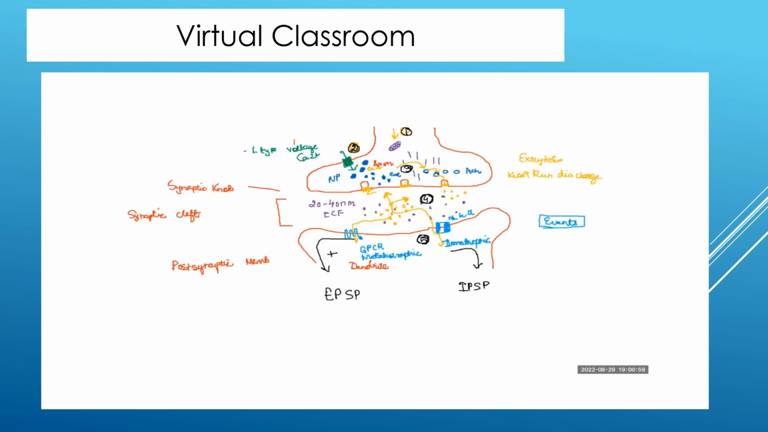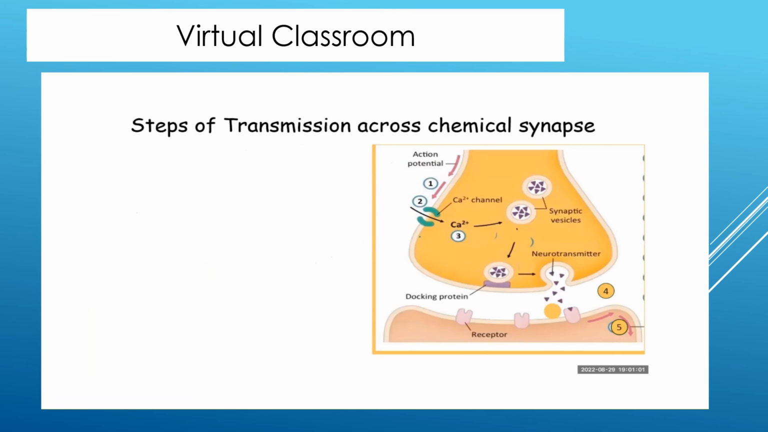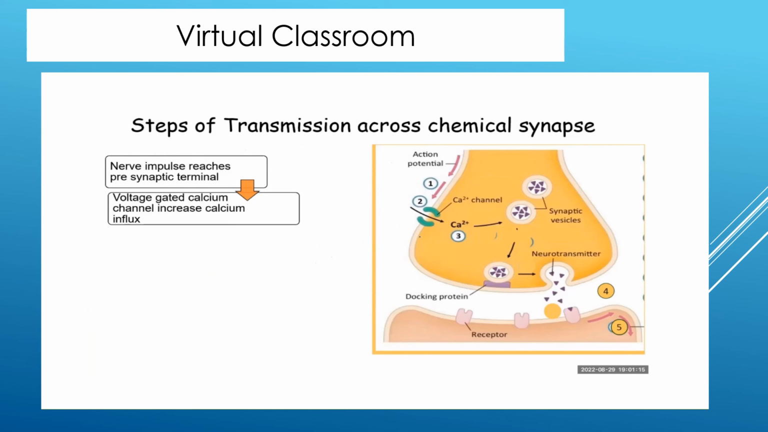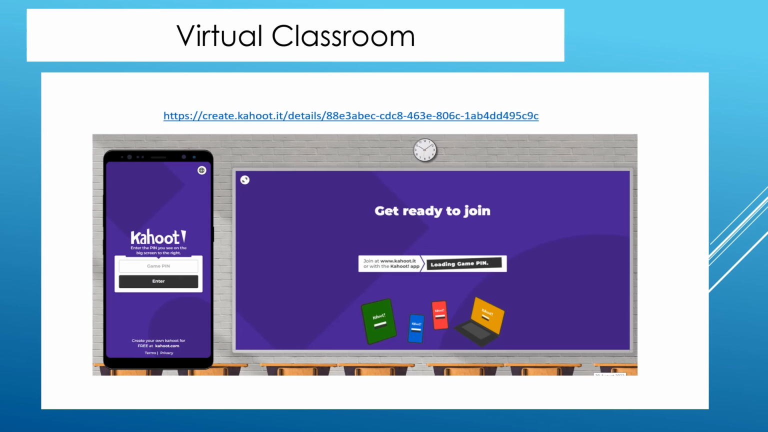Okay, so we can further see this across the steps of transmission across the chemical synapse. The first one is that the nerve impulse reaches the presynaptic terminal. The action potential is reaching; you can see in the figure. The second one is the opening of the voltage gated calcium channel and the increase in calcium ion. The third is, as I said, the movement of these vesicles, and these vesicles will then discharge.